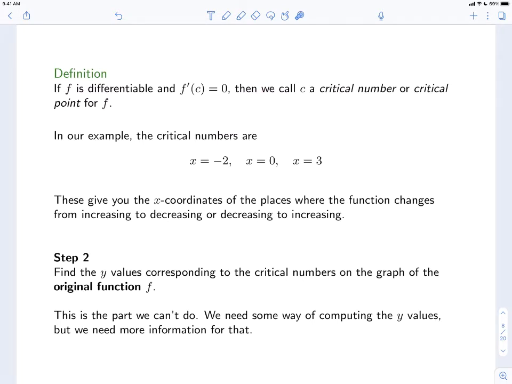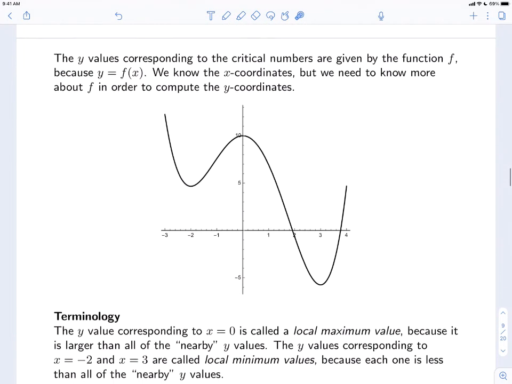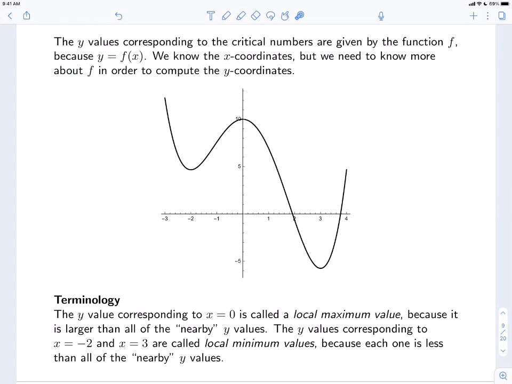So step 1 is just finding these critical numbers. Step 2 is finding the y-values corresponding to the critical numbers on the graph of the original function. And this is the part we can't do with our example because we don't have a formula for the function f. We need some way of computing the y-values, so we need to know the formula for f in order to compute y. And that's just what it says here. The y-values corresponding to the critical numbers are given by f. So we know the x-coordinates in our particular example, but in order to determine the y-coordinates of these transition points, we need to know a formula for f.